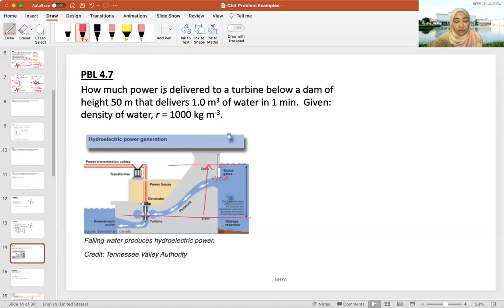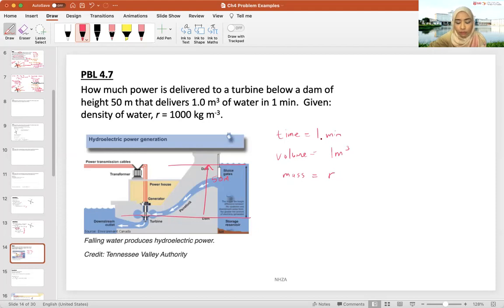So how much energy, how much power is delivered to 50 meter that delivers 1 meter cube of water in 1 minute? So the time is 1 minute. And our volume. So korang fikir, benda pula volume ni, kita cakap pasal work. Yes. Now they have given us the density of water. So with volume times the density, you get your mass. So that is how you get your mgh.